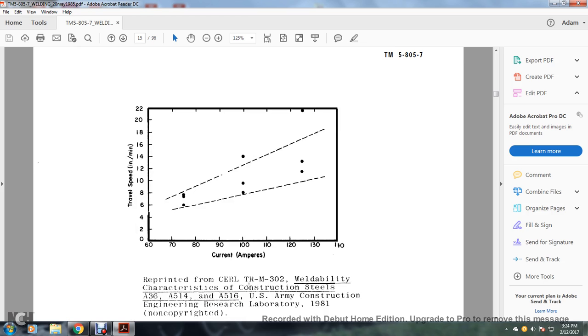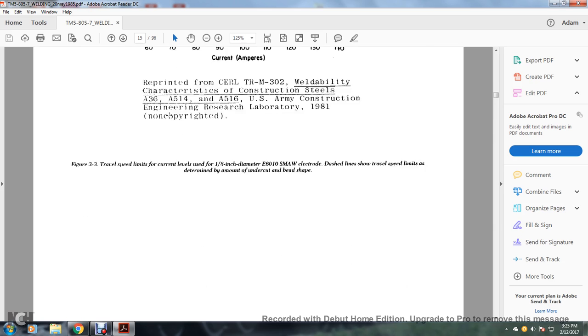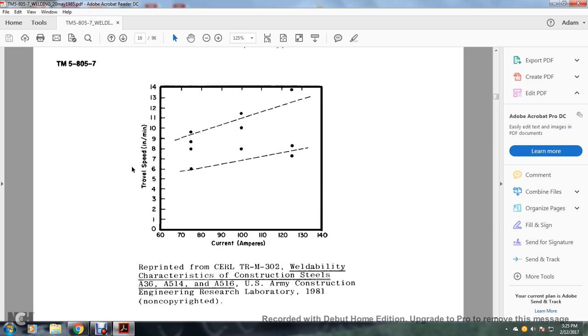This shows the weldability characteristics of construction steels A36, A514, A516, U.S. Army Construction Engineering Research Laboratory, 1981. You have your travel speed in inches per minute versus the current in amperes, 60 to 140 amps, over 0 to 22 inches per minute. This is your reprinted circular TRM302 with welding characteristics of construction steel, Army Construction Engineering Research Laboratory, 1981. Current amperes 60 to 140 over the travel speed in inches per minute. So you have your lines around 75, 100 and 130.